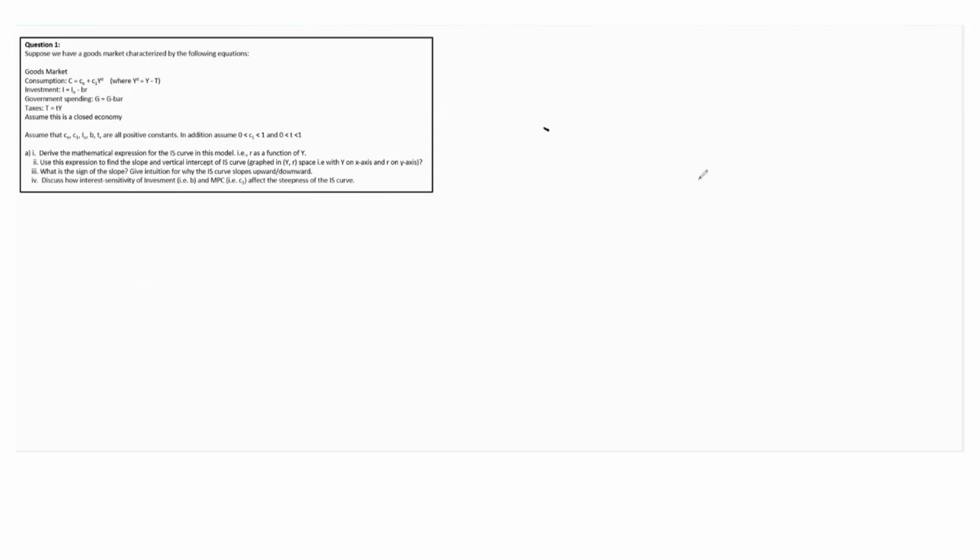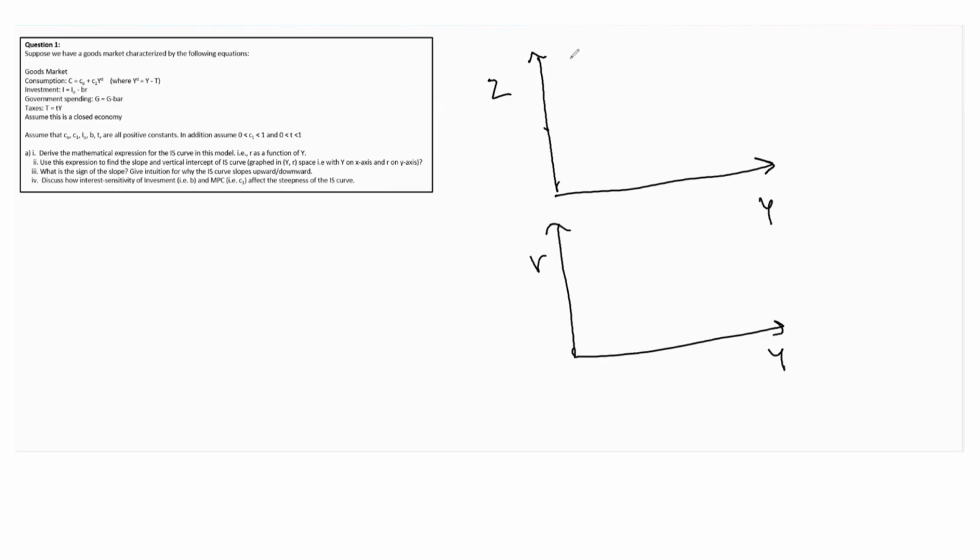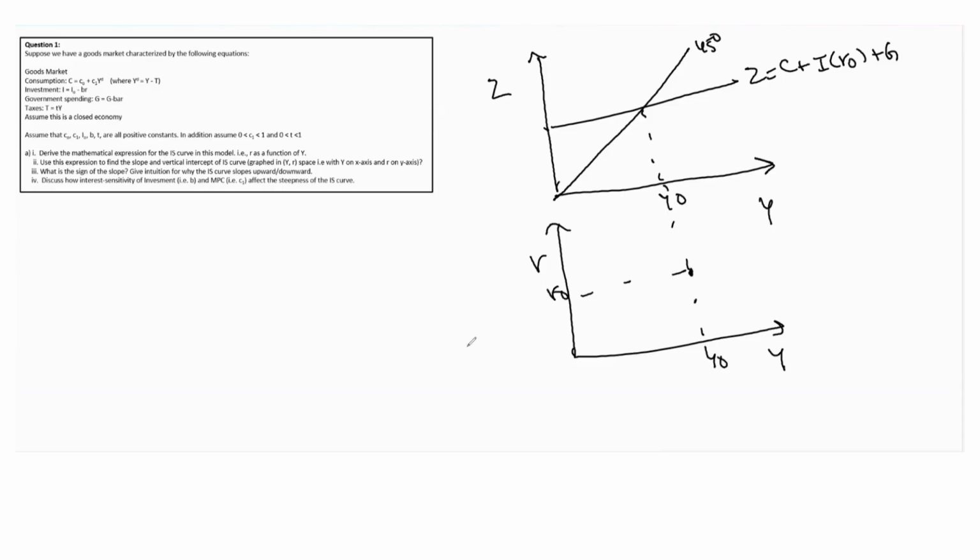If you want to show this graphically, what we can do is plot our goods market model over here. This is Z and this is Y. And here we plot interest rate R and Y. So we have our 45-degree line, and let's make our demand schedule, Z equal to C plus I(R0) plus G. And this is our equilibrium output Y0. So let's start with the equilibrium output Y0 and interest rate R0. So we start with this point.